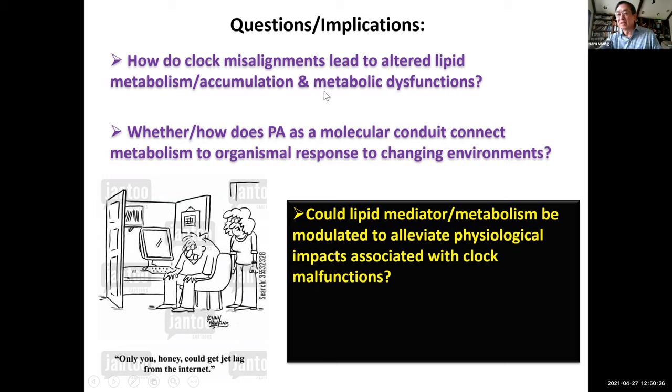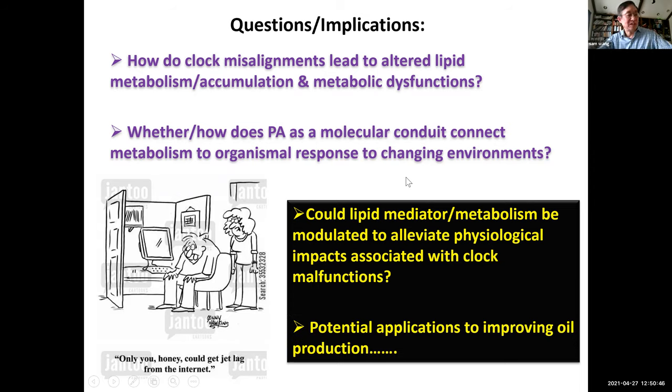This could be, of course, in human systems, the metabolic disorders, but in plants we see this altered accumulation of lipids. Could this process be modulated, so that you can alleviate some of the physiological or pathological impact associated with clock malfunctions? In our case, what would be the potential applications for improving oil production? These are some of the ideas we have been testing and pursuing.